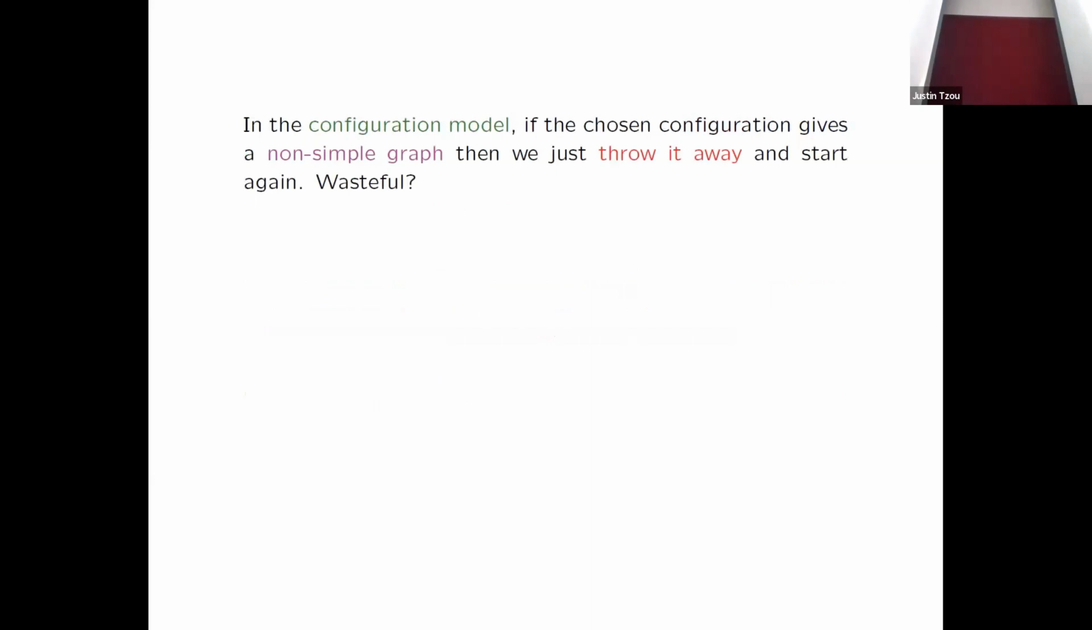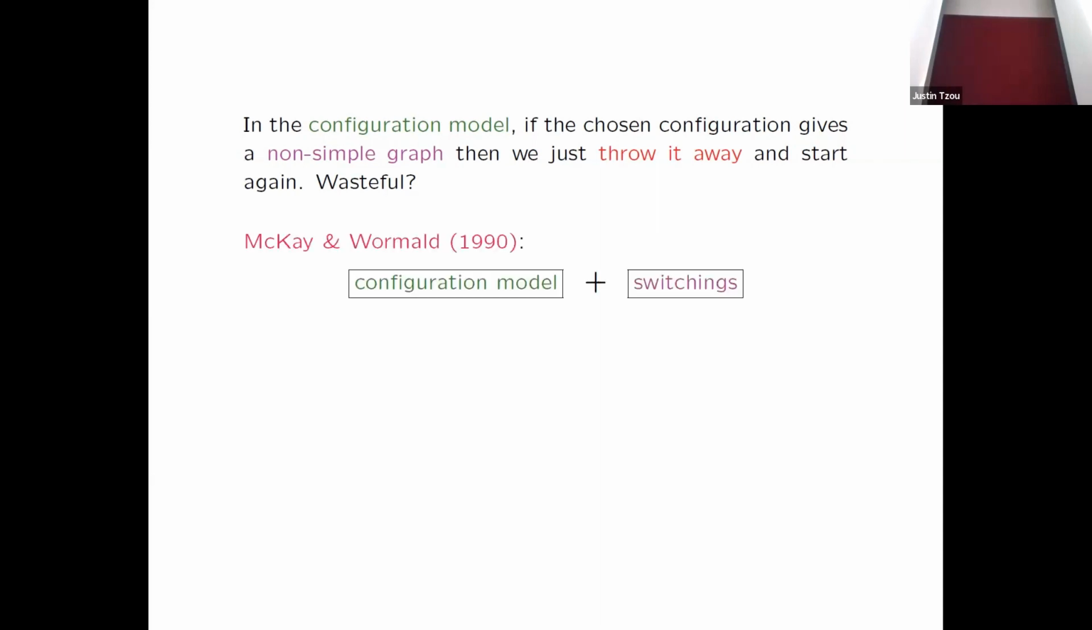Okay. So Nick Wormald and Brendan McKay had a good idea. They've had several good ideas. And one of their good ideas was, we are rejecting this configuration if it gives rise to just one loop or one repeated edge. Can't we do better than this? We're being a bit wasteful. So they thought, take a configuration, only throw it away if it's got too many loops or too many doubles or, I don't know, some big multiplicity you don't want to see.